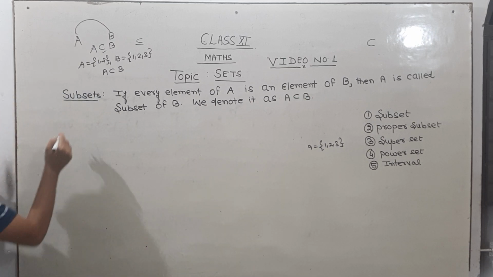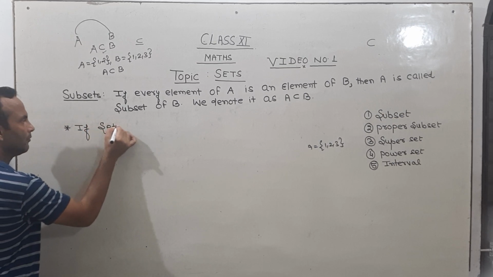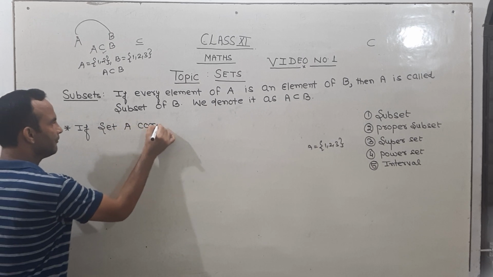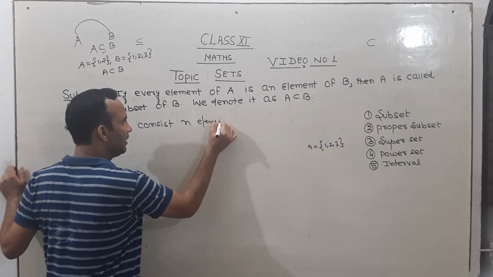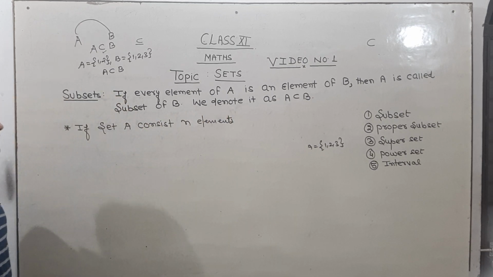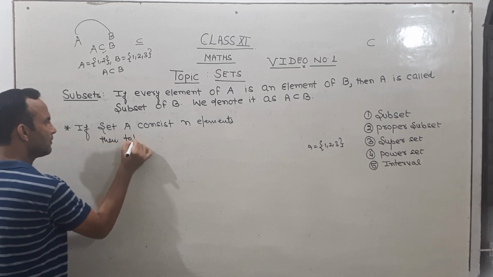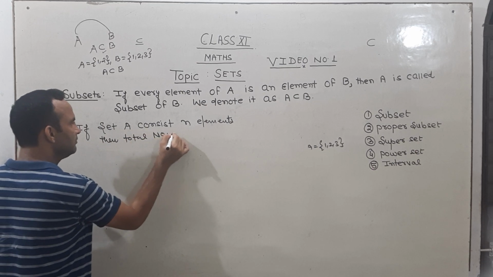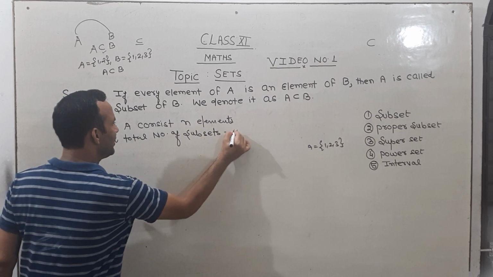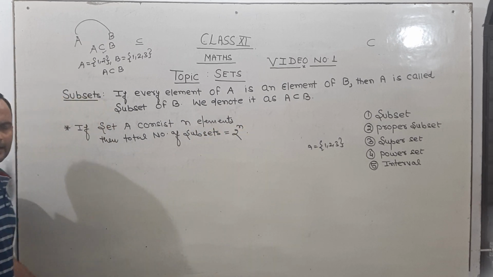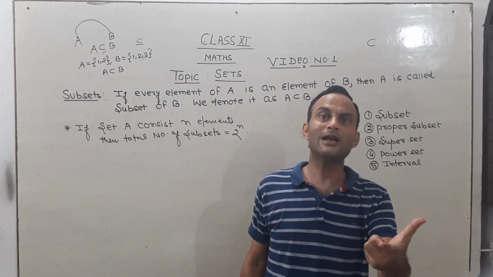अब नया कंसेप्ट सीखिए। If set A consists of n elements, then total number of subsets is what? 2 raised to the power n. यानी किसी सेट में अगर n एलिमेंट्स हैं तो उसके कुल सबसेट कितने बनेंगे? 2 raised to the power n.